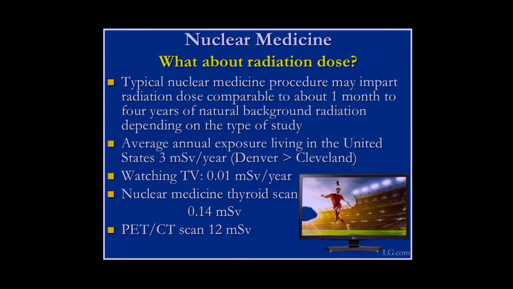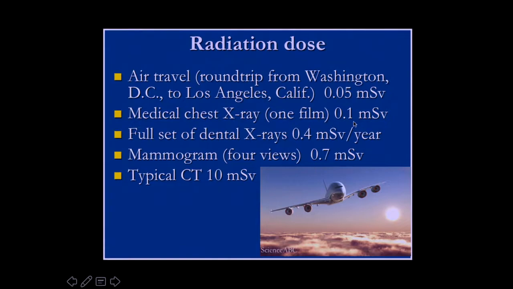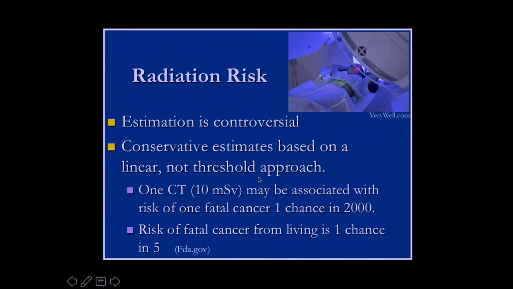So to conclude in a minute or so, and this is probably going to be the most controversial part as well, how much radiation do you get? Well, anything I do is from a month to 4 years. And you get more dose in Denver than you do in Cleveland. PET-CT, for example, has 12 millisieverts, which is a lot more than what you see in the background. Travel on a round trip is going to give you a few millisieverts, medical chest x-ray a little more, and a CT of 10. So what's the risk?